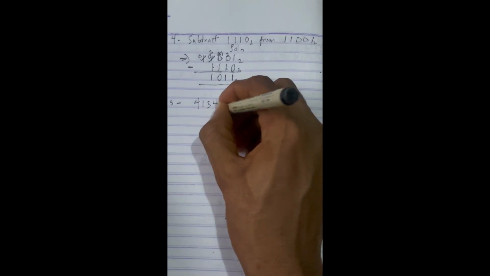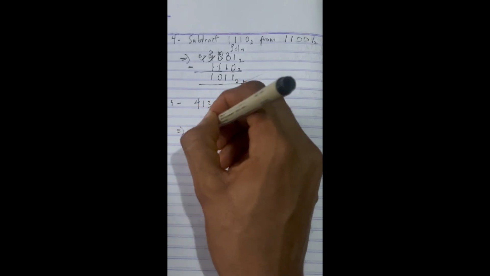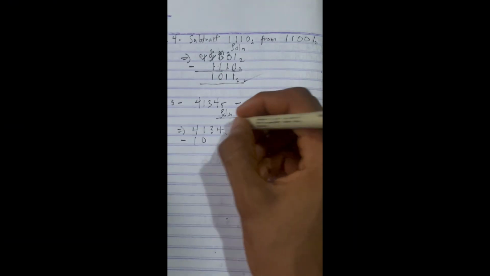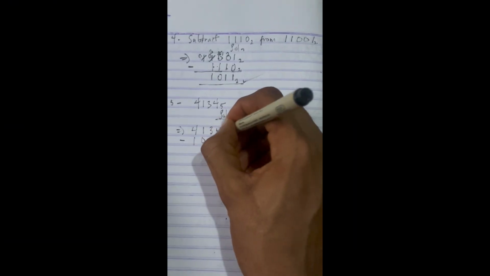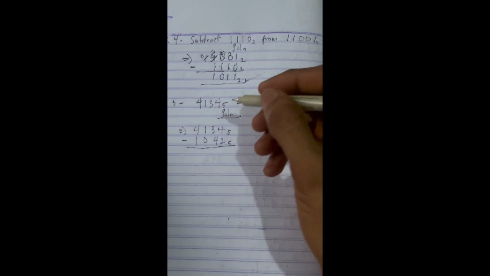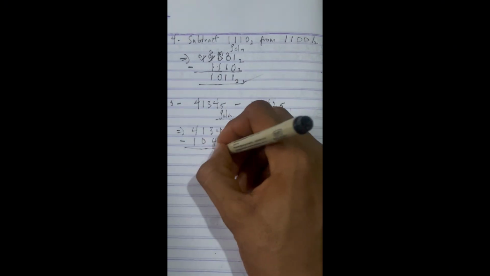All right, so we're looking at the number 5 example. We're asked to subtract 4, 1, 3, 4 base 5 minus 1, 0, 4, 2 base 5. So now, how do we solve this? We're going to do 4 minus 2. That'll give us what? 2, right? So we're allowed to write 2 in base 5.